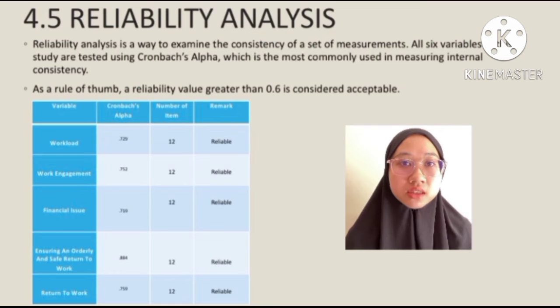Reliability analysis. Reliability analysis is a way to examine the consistency of a set of measurements. All 6 variables in this study are tested using Cronbach's alpha, which is the most commonly used in measuring internal consistency. As a rule of thumb, a reliability value greater than 0.6 is considered acceptable.